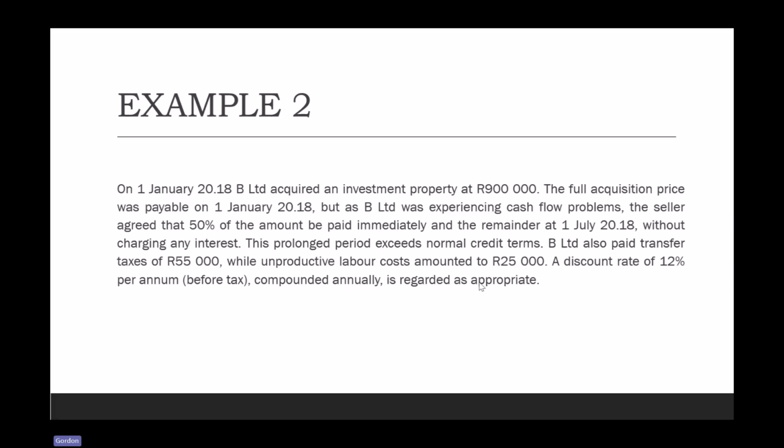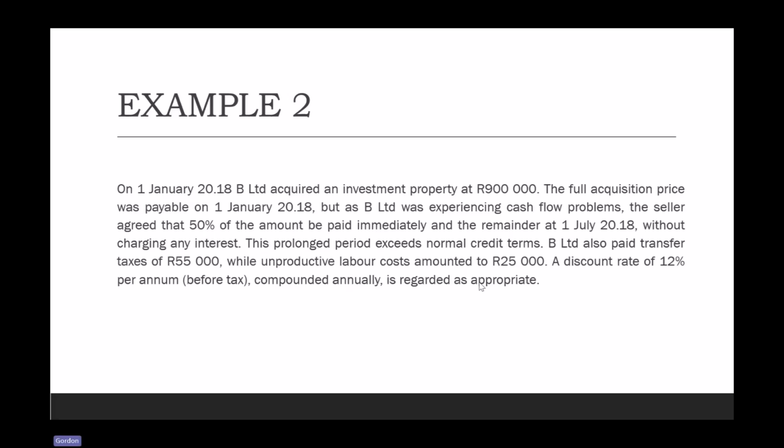UNISA will not just tell you unproductive for nothing. They just would have said while labor costs amounted to 25,000. In this case, they specifically said unproductive labor cost. What do we know about unproductive labor?